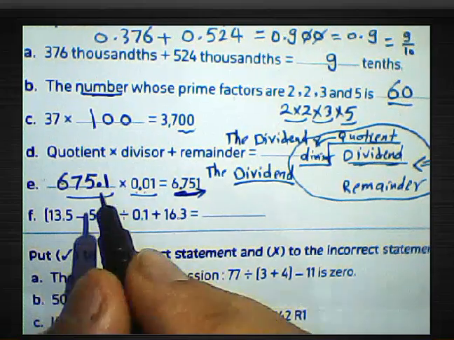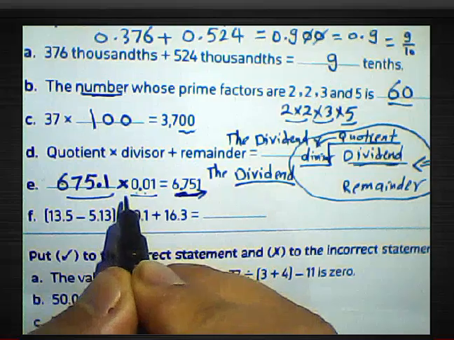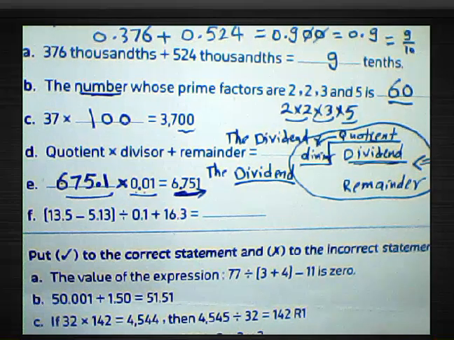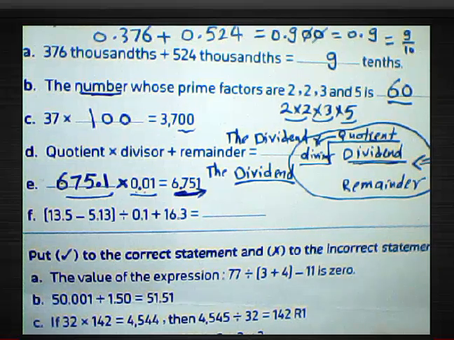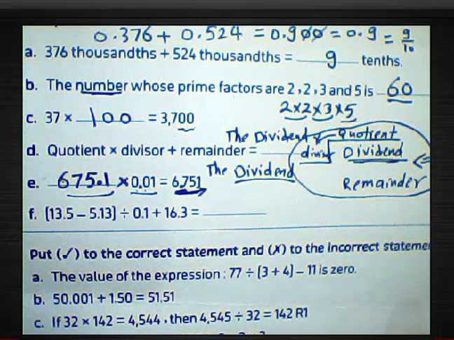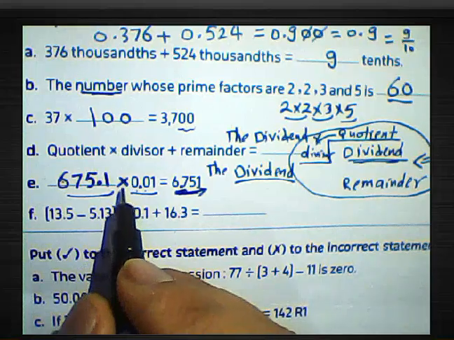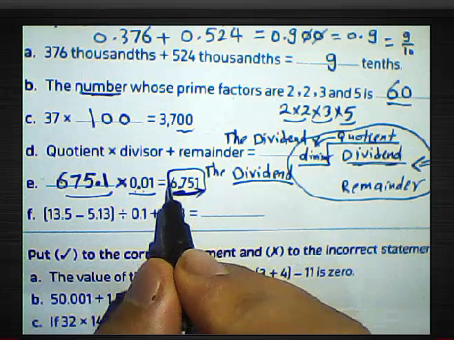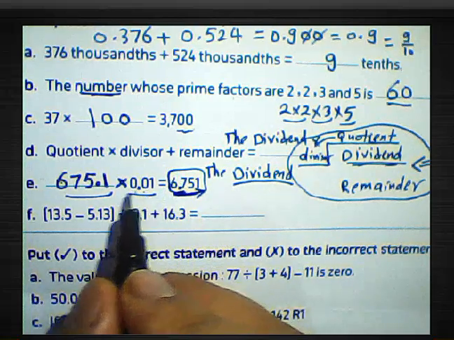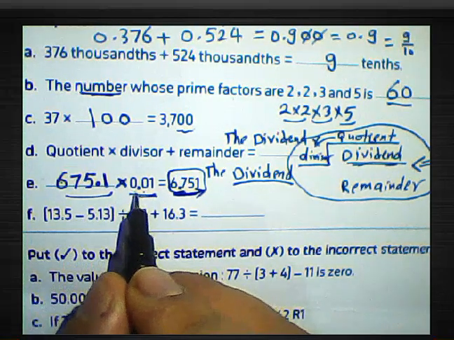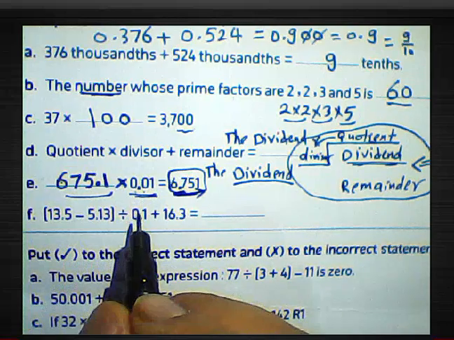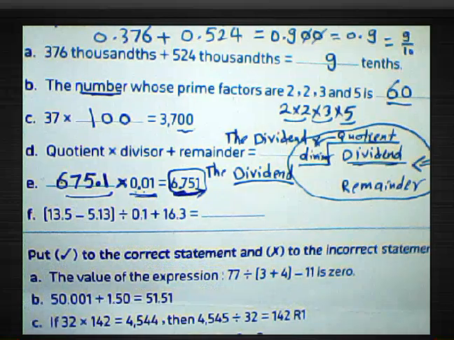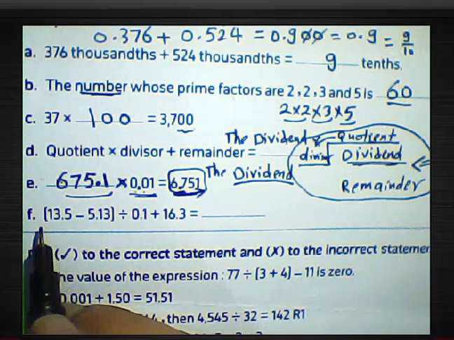When you know the multiplication example, you can find the inverse operation of multiplication, which is division. Understood? The inverse of this operation was what? Division. So we must divide the result here by one factor. We have two factors here. The factor here is 0.01. We can divide them, and the result will be 675.1. Understood?